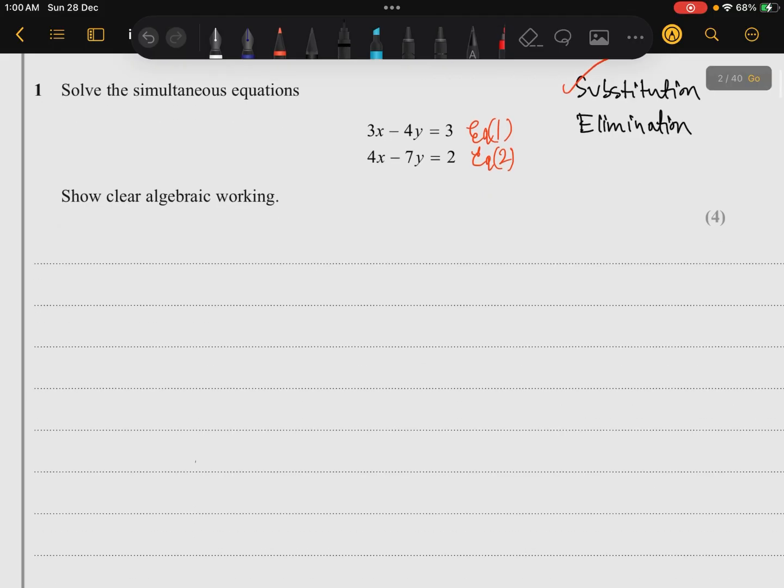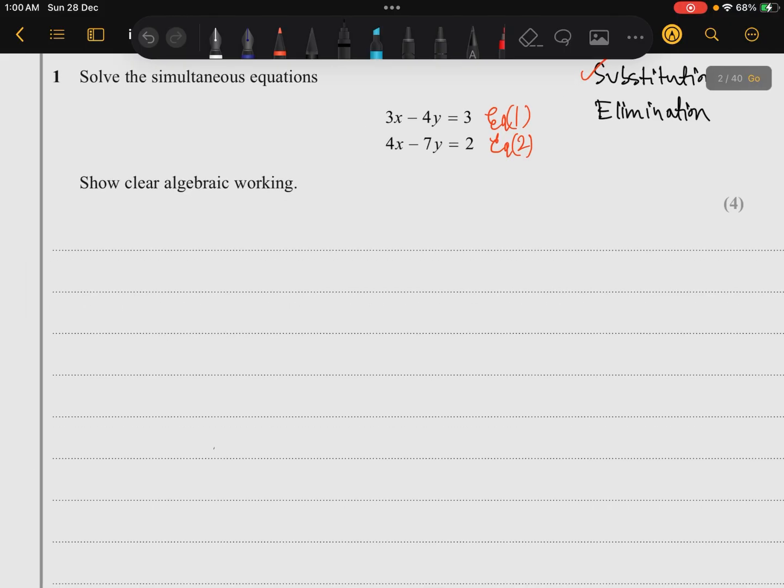So let's begin. The rule of the substitution method is you will take any one of the linear equations. Since you have two linear equations, you can select any one of them and make a new equation, or basically make a new variable. So let's see how we can do this. Let's say I take equation number 1. So you will take from 1, 3x minus 4y is equals to 3.